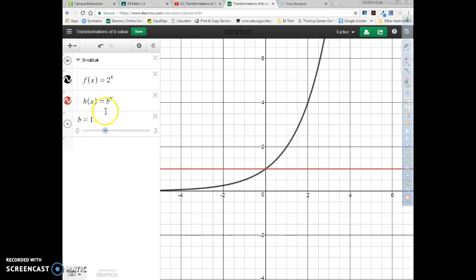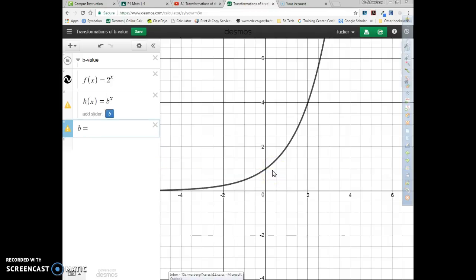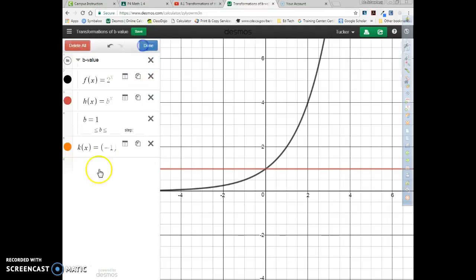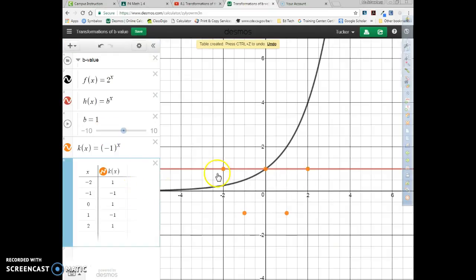And then some other weird stuff happens too when we put in negative numbers. So if I put in -1, so I got to name it k of x. K of x equals -1 to the power of x. So notice you don't see anything here, but if I convert this to a table, you get points.